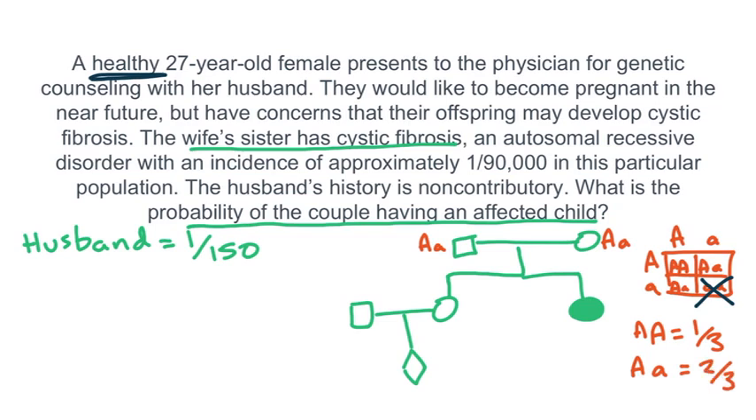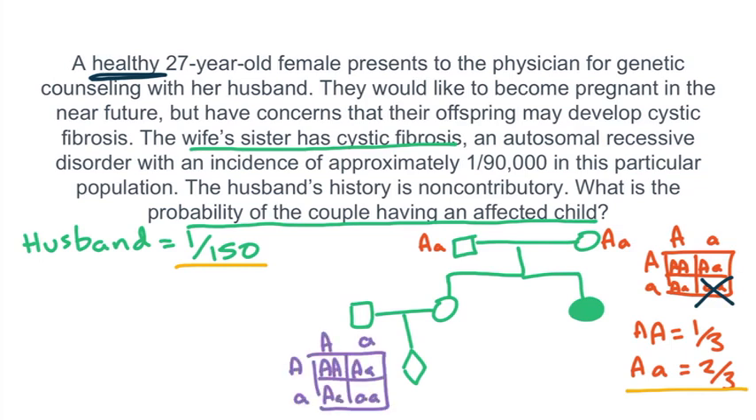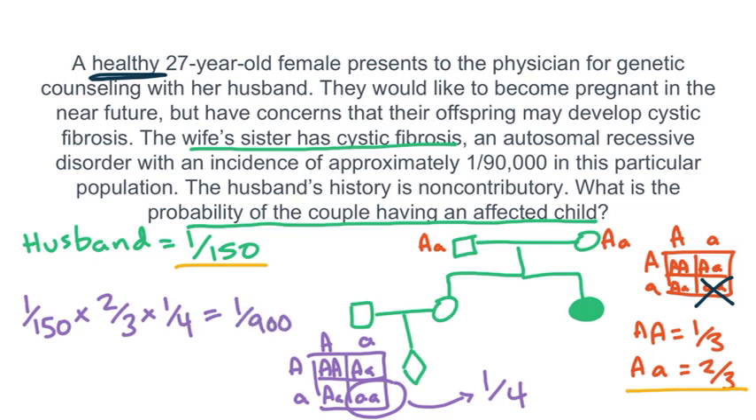Okay, so we know that the probability of the husband being a carrier is 1 over 150, and the probability of the mother being a carrier is 2 over 3. Now we need to calculate the probability of them having a child who inherits both recessive alleles. So let's draw another Punnett square to represent this possibility. So if we assume both parents are carriers, we can see that the probability of having a child inherit an autosomal recessive disease is 1 over 4. Now, putting all of this information together, we get 1 over 150 times 2/3 times 1/4. This equals 1 over 900, or 0.0011. So the probability of this couple having an affected child is about 1 over 900.